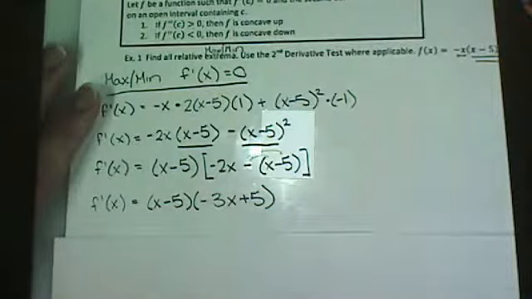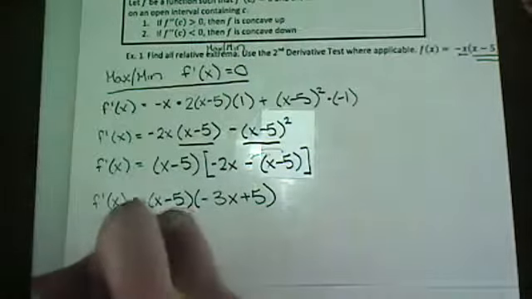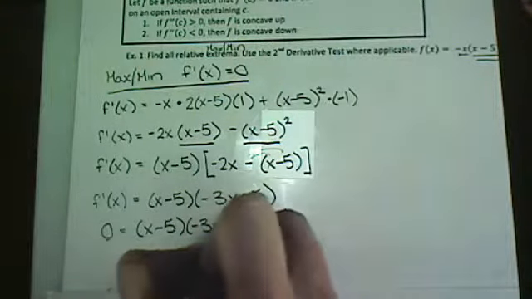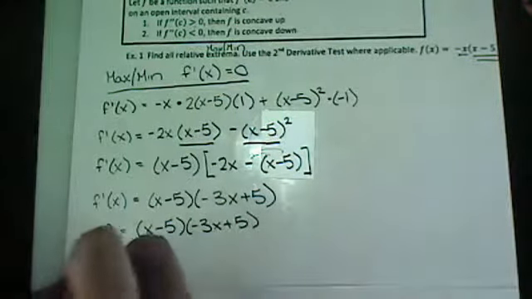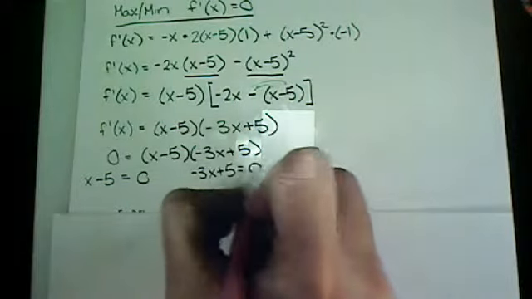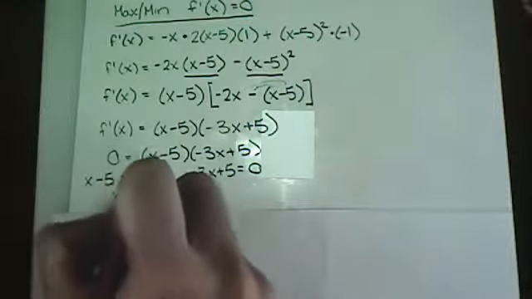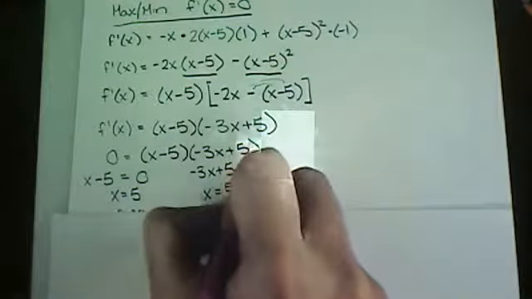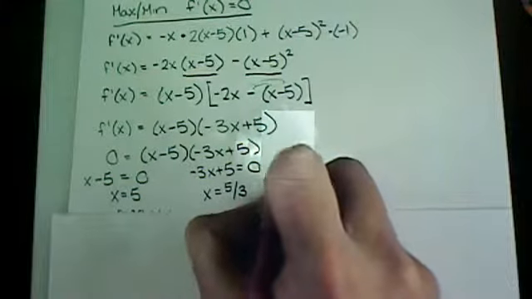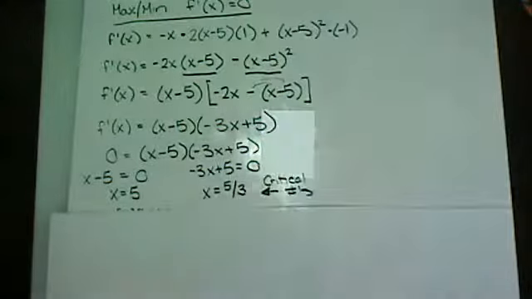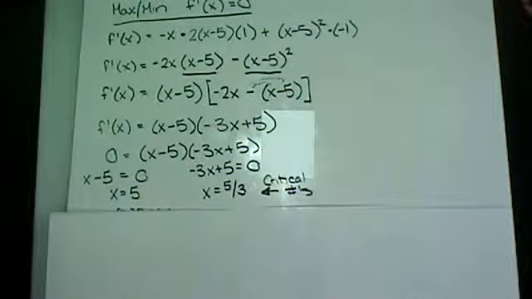This is much easier to solve when I set them both equal to 0. So x minus 5 equals 0, and negative 3x plus 5 equals 0. So this is x equals 5, and this is x equals 5/3. So these are my critical numbers. The places where I have maximums or minimums.